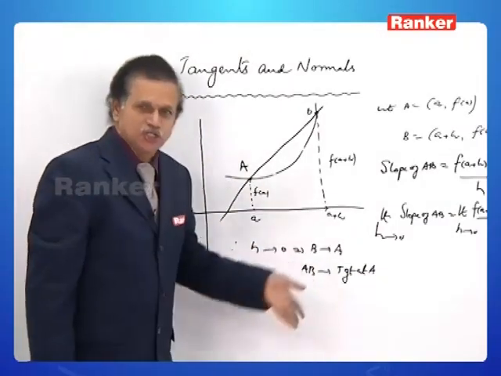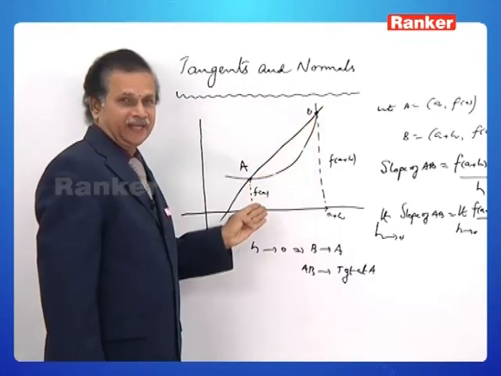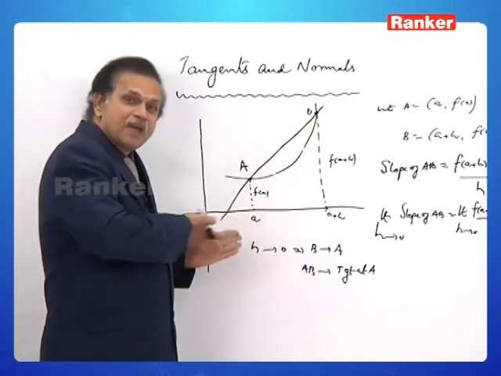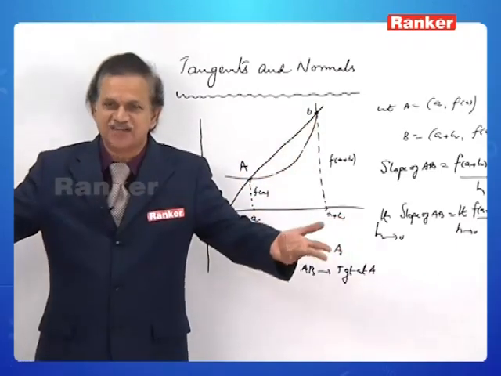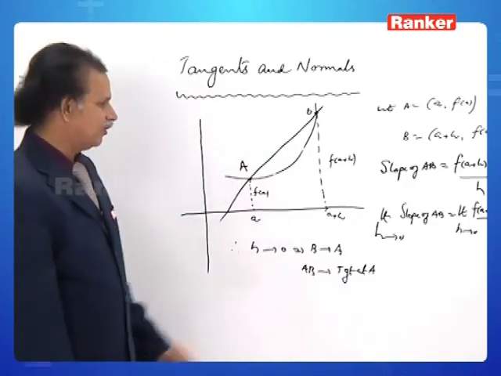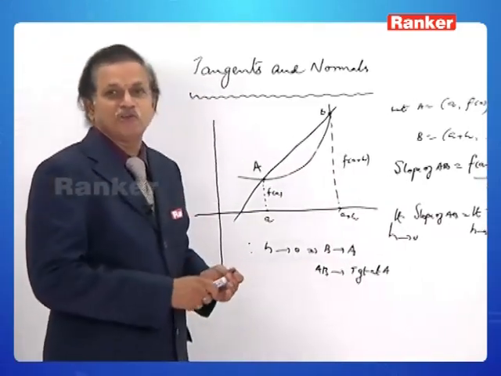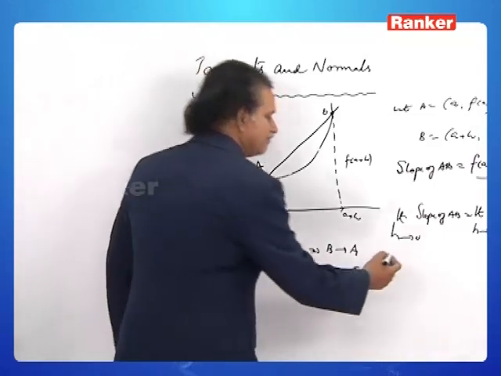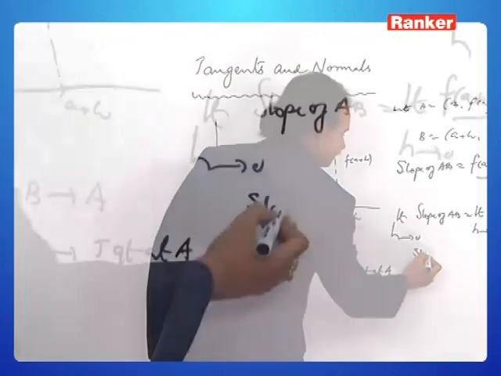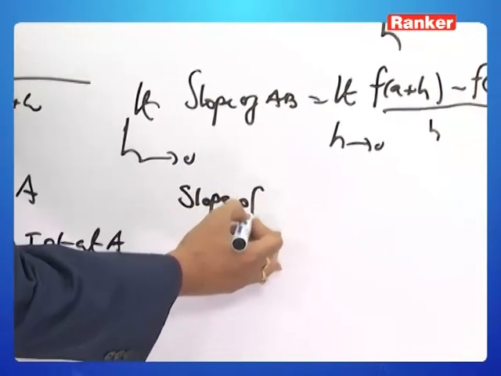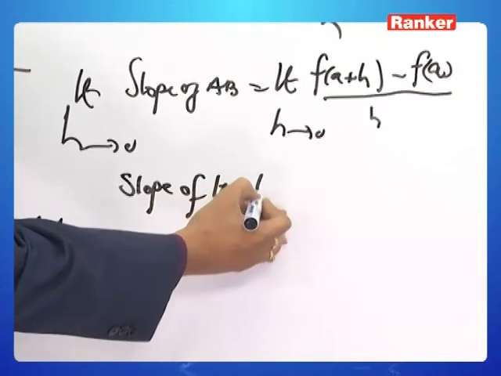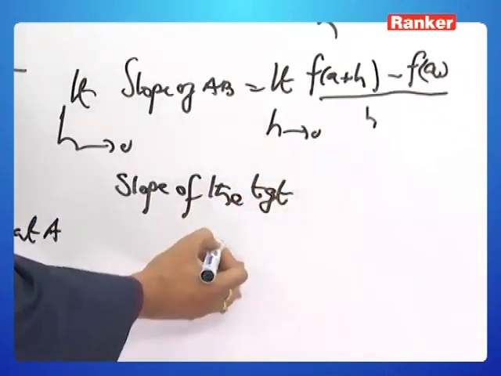If H tends to 0, then B tends to A. Then what is the shape of AB then? AB tends to the tangent at A. It becomes the tangent at A. Therefore, limit as H tends to 0, slope of AB is nothing but slope of the tangent at A.